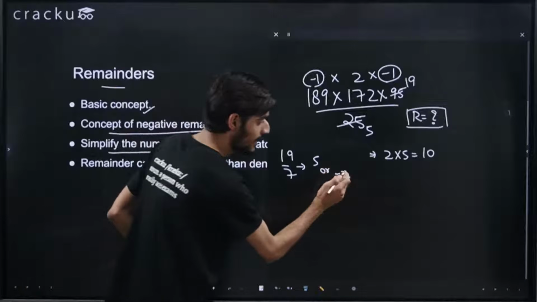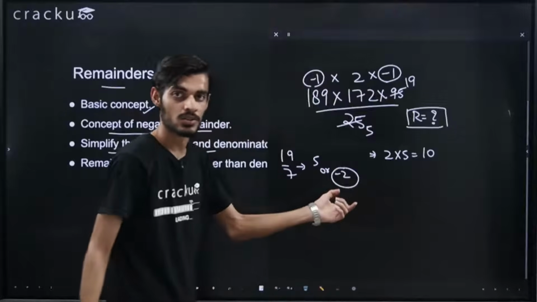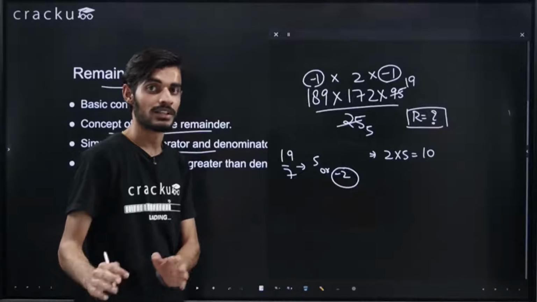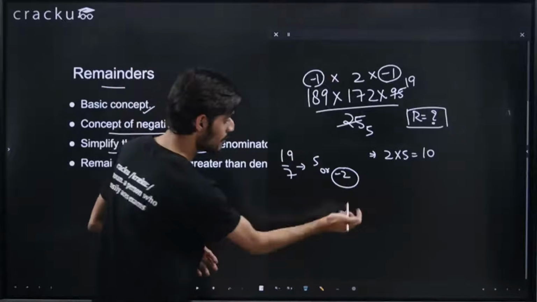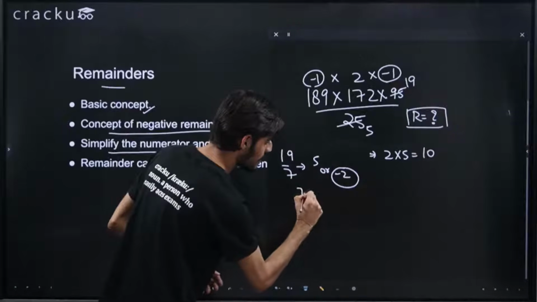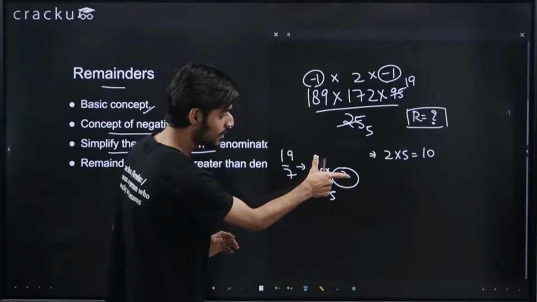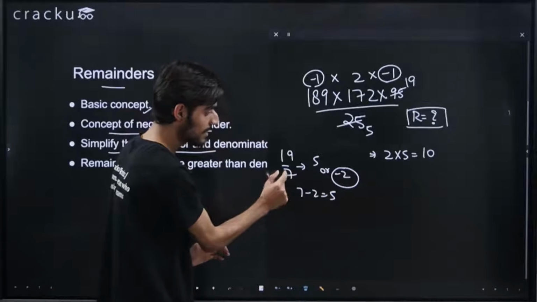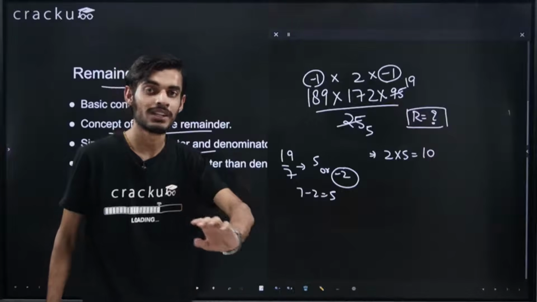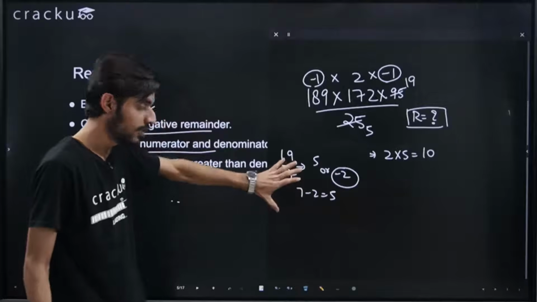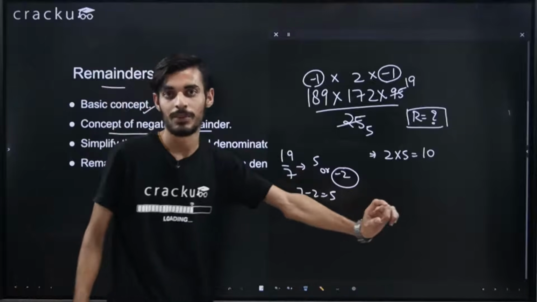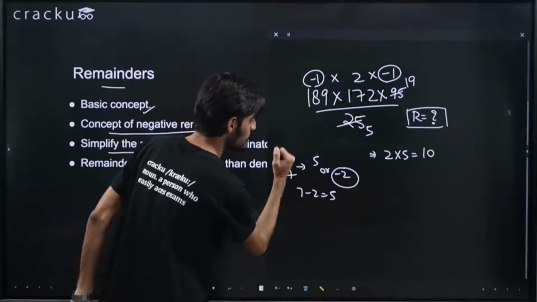So even though I have got the final answer as -2, because we never write the final answer as a negative remainder, we can just subtract 2 from 7 to get the positive remainder, that is 5. So that's why I told you that the sum of these numbers will be equal to this. If the final answer comes out to be negative, we can just subtract that from the denominator and get the positive remainder. Okay, I think this should be clear.